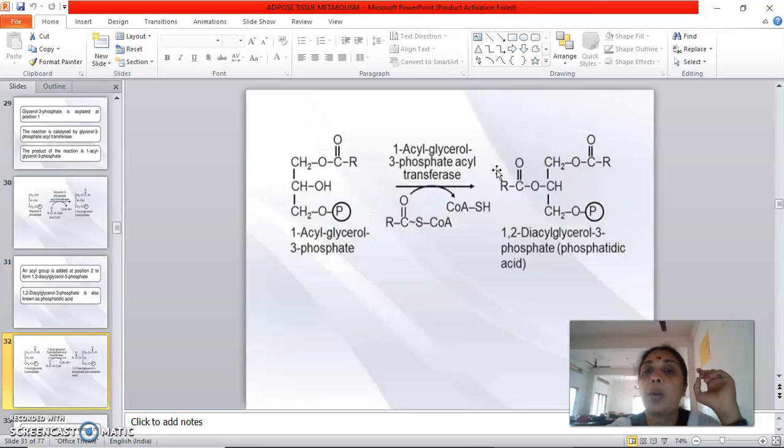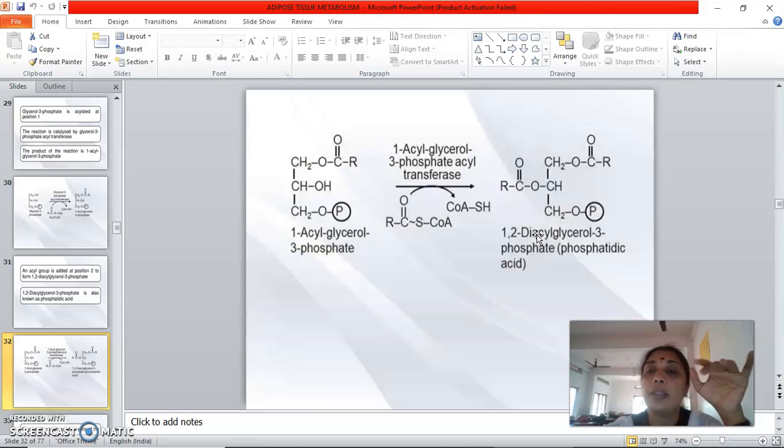In the subsequent step, what is happening? The second molecule of fatty acid comes, and there the enzyme is acylglycerol 3 phosphate acyl transferase. This enzyme fixes the second fatty acid onto the second position of the already formed 1-acyl glycerol 3 phosphate.